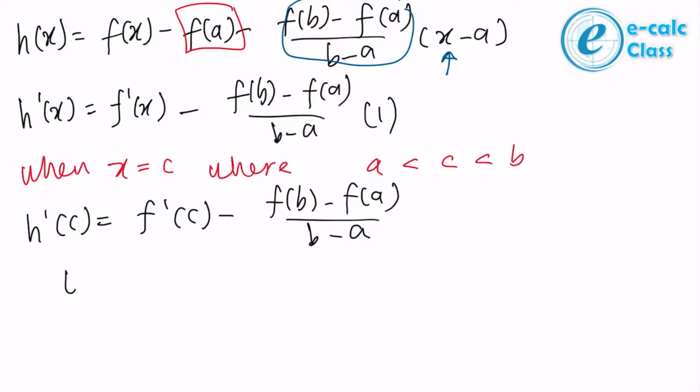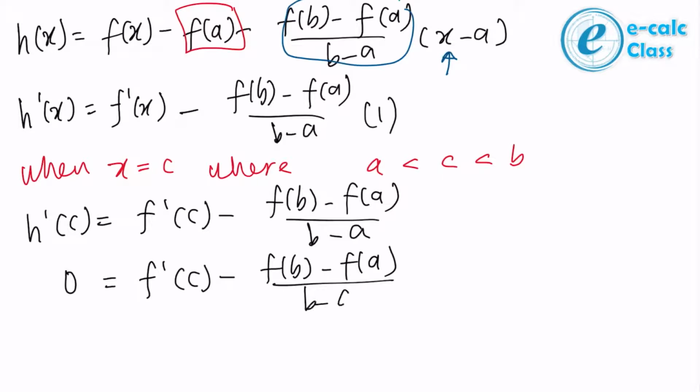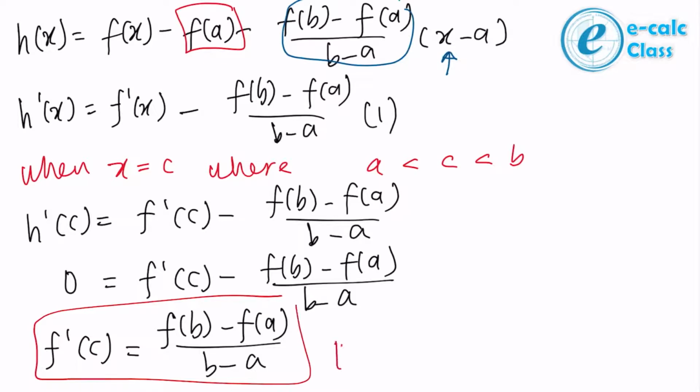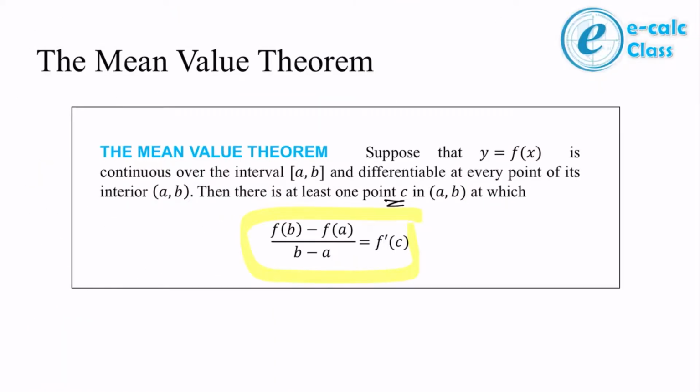And we can say that 0 equals f prime c minus (f(b) minus f(a)) over (b minus a). And therefore, f prime c equals (f(b) minus f(a)) over (b minus a). And this is what we want to prove. Right, this is our mean value theorem.